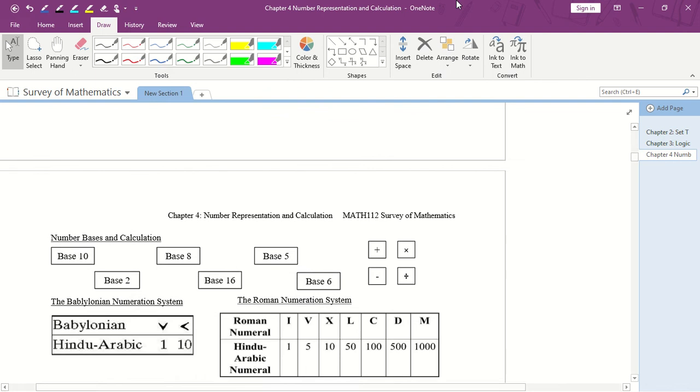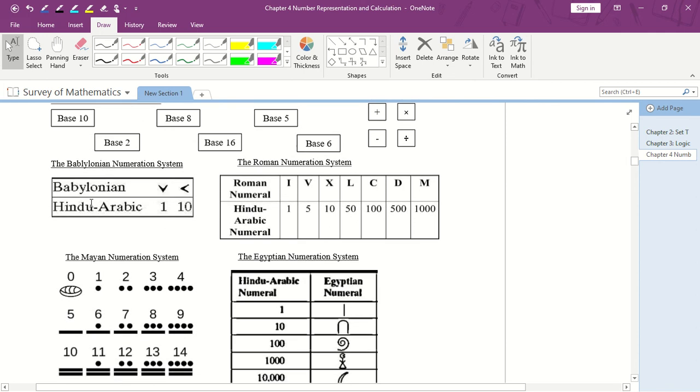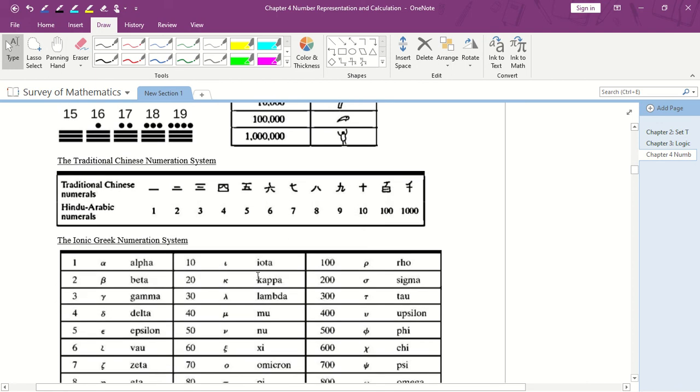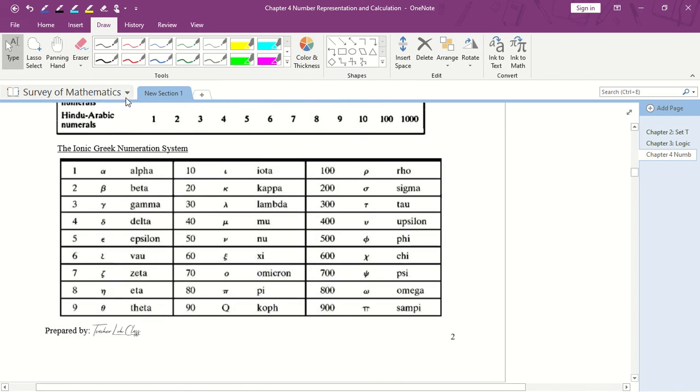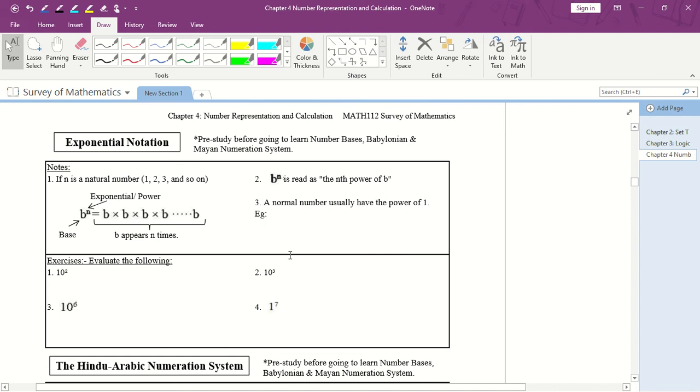So let's look at the first one. For information, on page 2 I included a summary of the information here, which you can use when you're doing your math. These are the things we'll be learning later on. First, we need to learn about exponential notation and the Hindu-Arabic numeration system.